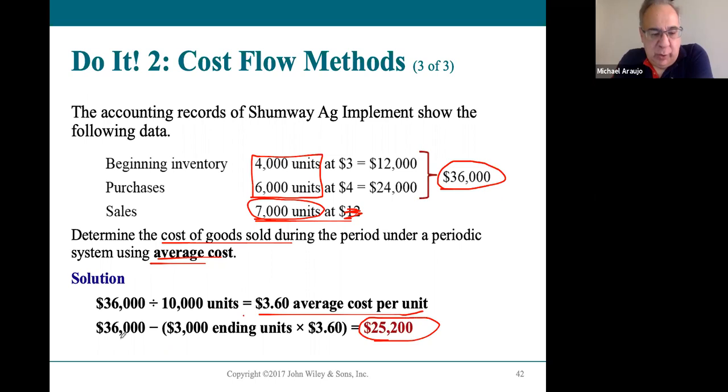Or what your book has been showing you, right? The total amount of inventory for sale minus the value of the ending inventory. Well, there's 3,000 units left. This should be units, not dollars. There's 3,000 units left, and they're all worth $3.60, right? So calculating that out, it looks like it's about $9,800 or so, roughly. And that leaves $25,200 as your answer for cost of goods sold. So you can prove the $25,200 in two ways. Oh, sorry, it'd be $10,800. My bad.